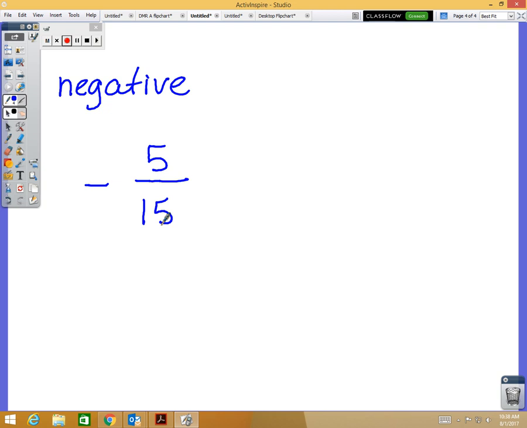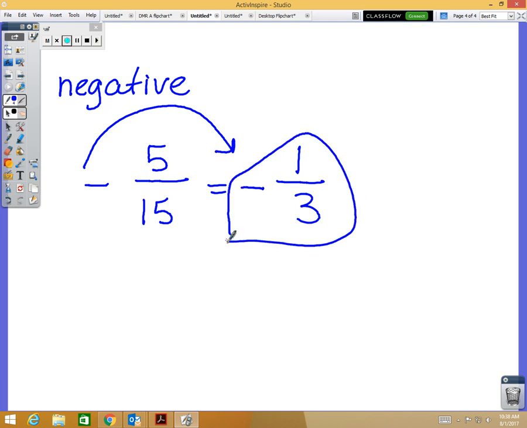When we simplify this, and we've already said that it's 1/3, we just take this negative sign, we don't want to forget about it, and we put it back out in front. That's it. Done.